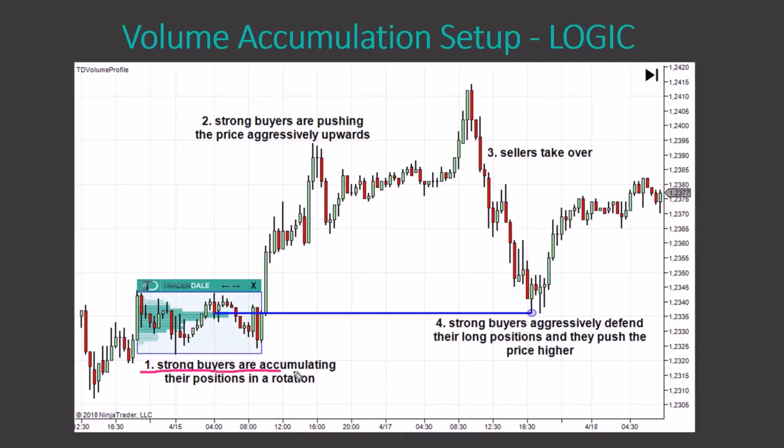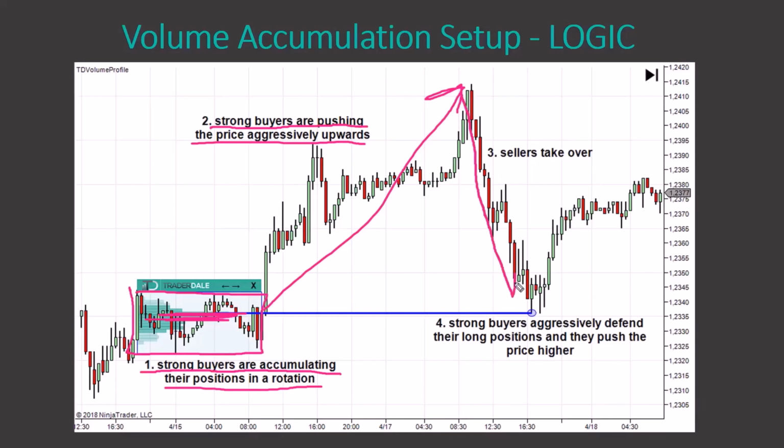First, strong buyers were accumulating their positions in a rotation, right there. Those are the strong buyers. Then strong buyers are pushing the price aggressively upwards. That's the uptrend. Then sellers took over and the price went downwards towards this level. What happens when the price makes the pullback to that level, to this zone where the strong buyers were? Those buyers want to defend this zone.